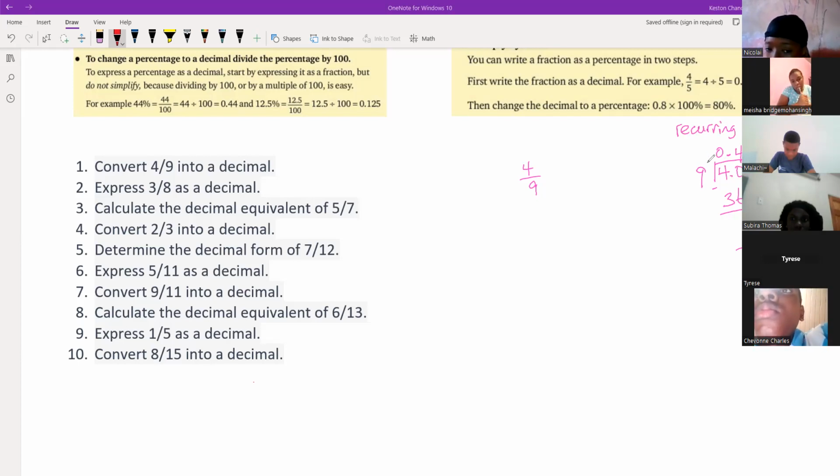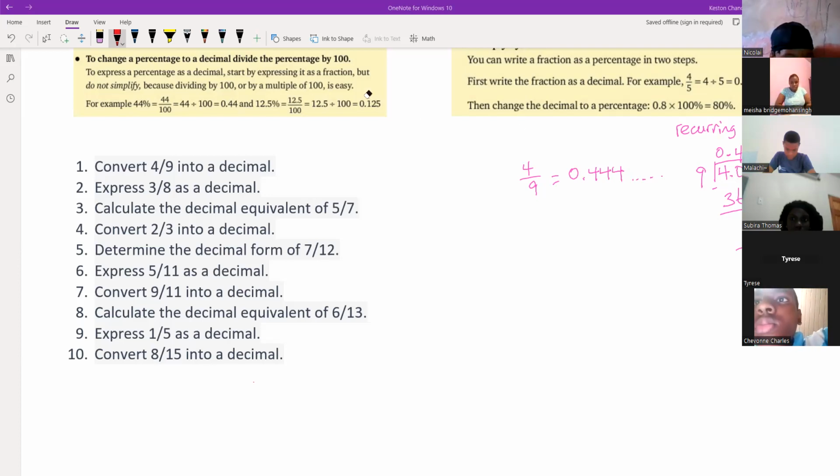It means that no matter how much we continue to do this, it will continue giving us 4, 4, 4, and like that going on. And what we do is we just put some dots after it, right? Because that's not going to change. Every time you multiply 4 by 9, you're going to get 36. When you subtract the 36, you're going to get 40.